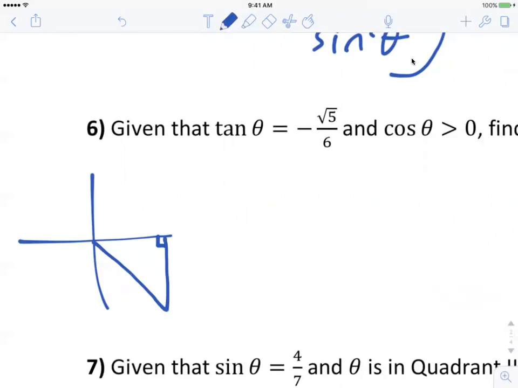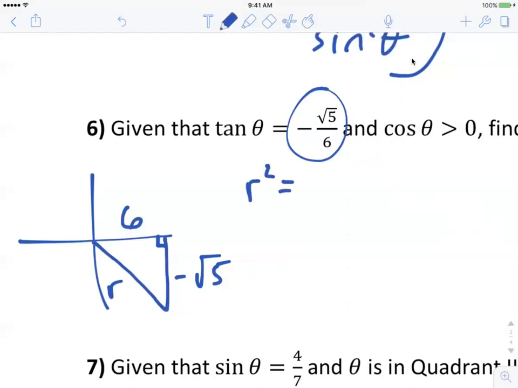Tangent is opposite over adjacent, or y over x, right? So I would put negative root 5 over here and 6 there, using that ratio of y over x. This is a method we did back in chapter 5, really. Yeah, 5.